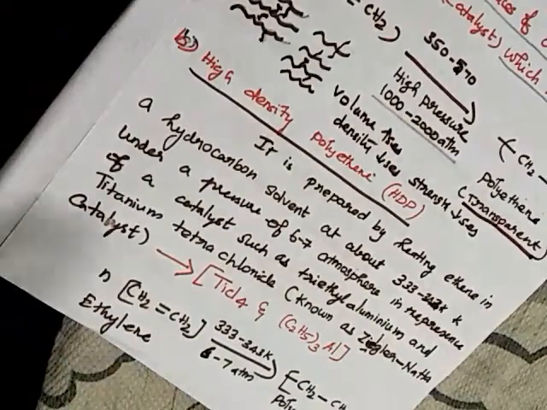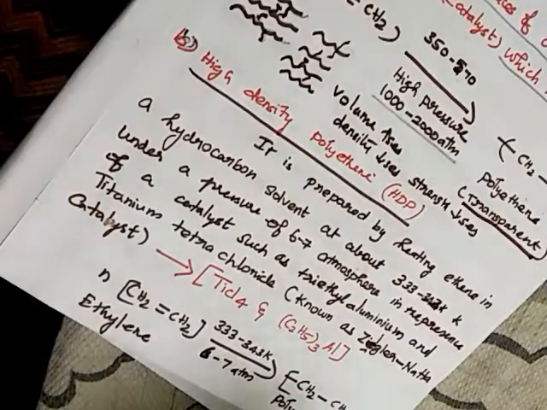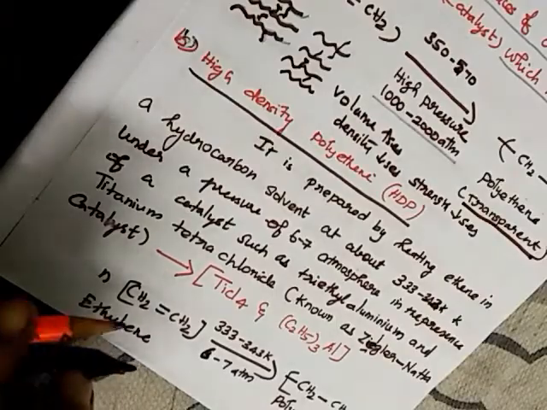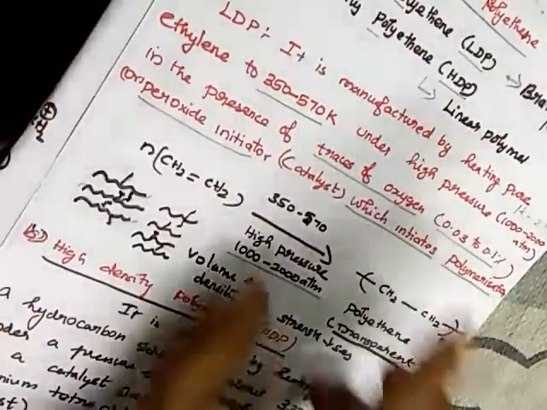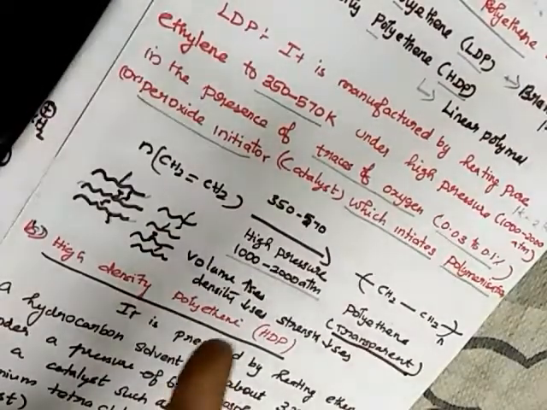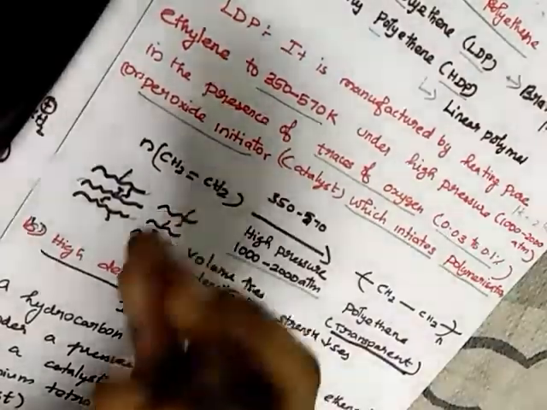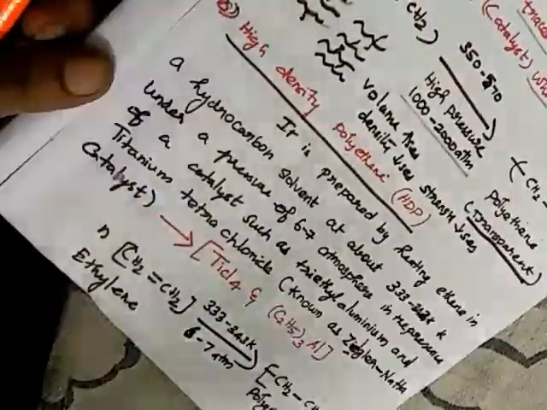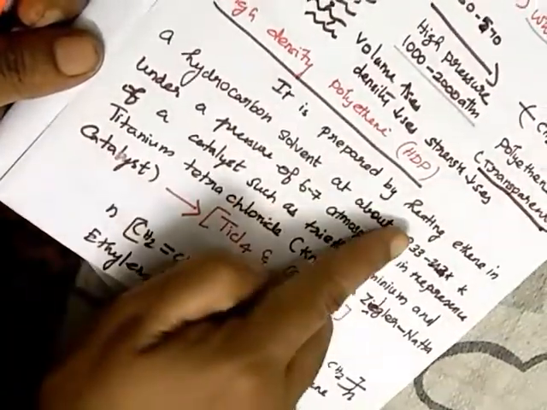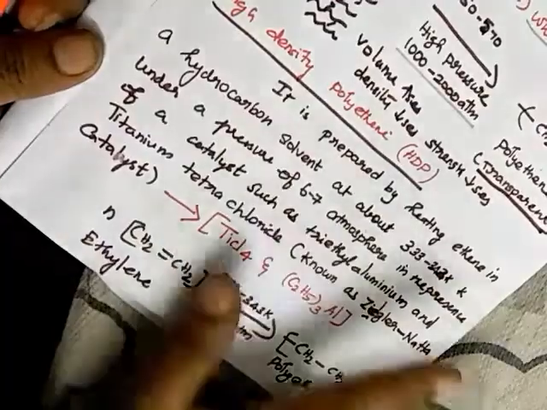Okay, check. Now we'll move on to the next polythene, that is nothing but high density polythene. In the case of low density polythene, what have we done, children? We just applied a lot of heat as well as a lot of pressure, right? But in the case of high density polythene, it is quite opposite. In this case, it is prepared by heating ethene.